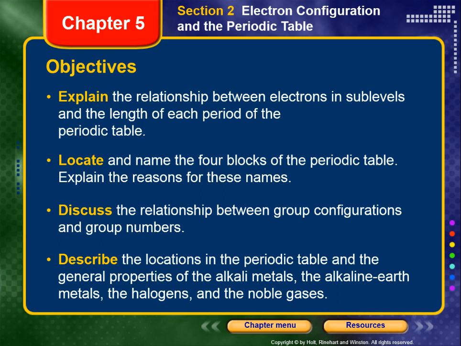Hopefully now you can explain the relationship between electrons in sublevels and the length of each period of the periodic table. Locate and name the 4 blocks of the periodic table and explain the reasons for those names, and then discuss the relationship between group configurations and group numbers, and lastly, describe the locations on the periodic table and the general properties of the alkali metals, the alkaline earth metals, the halogens, and the noble gases.